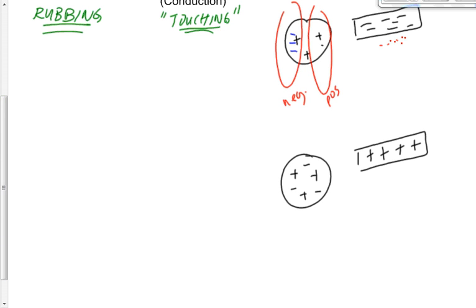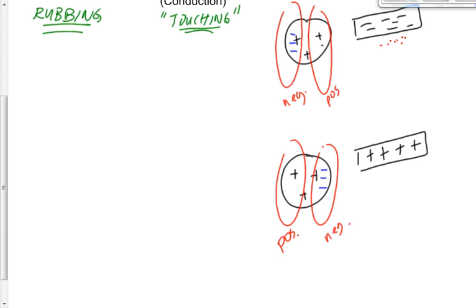Somebody else, I picked on Mark long enough here now. Josh? Yeah, they're going to be pulled towards it, right? These electrons are going to come over here. Not all of them, but lots of them. That leaves us, once again, with a neutral object, but the charges are separated. This time the left side is positive. This time the right side is negative.